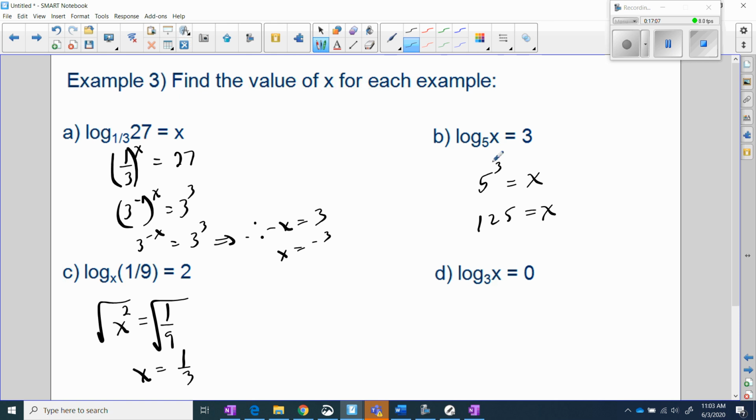And this one would be another easy one, much like the one above it. 3, the base here, raised to this exponent, would have to equal your argument. 3 to the 0 is 1, equals x.